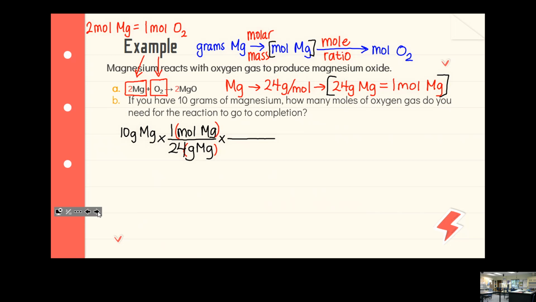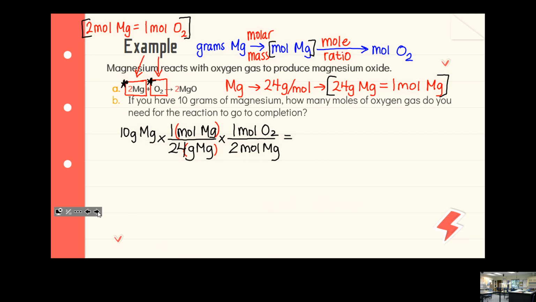So I automatically drop it to the bottom, and I'm trying to get to moles of oxygen. By doing this, I know my moles of magnesium is going to cancel out successfully. So I go back up to my conversion factor, go back to your coefficients. For every 1 mole of oxygen, I'm going to need 2 moles of magnesium.